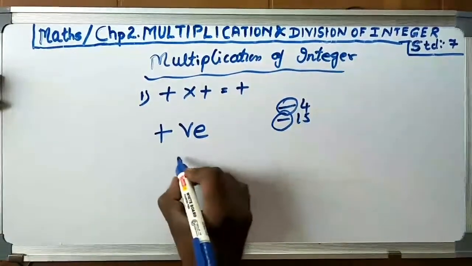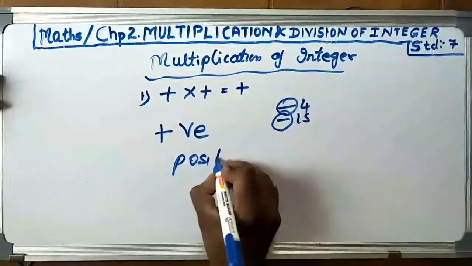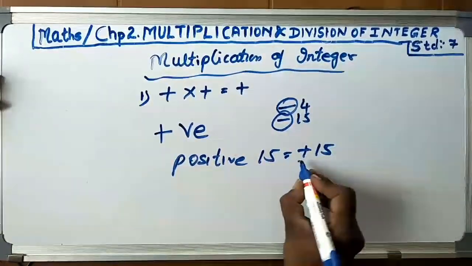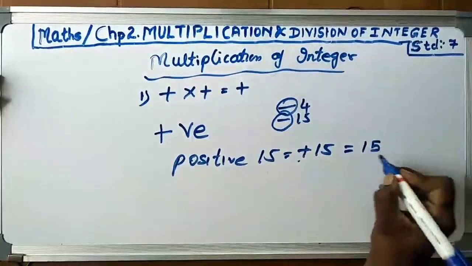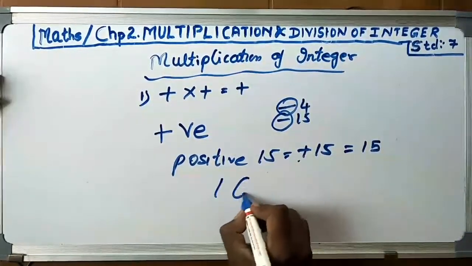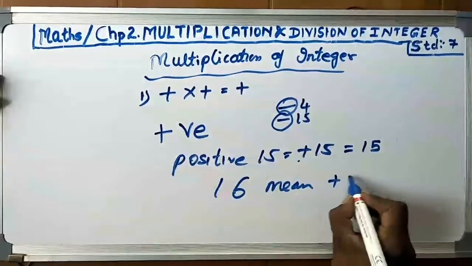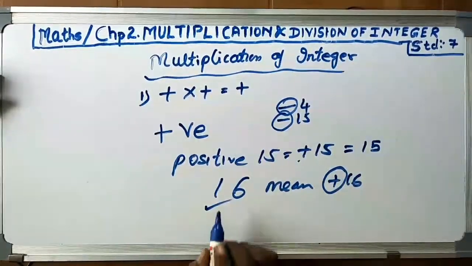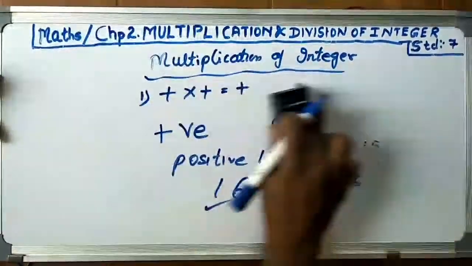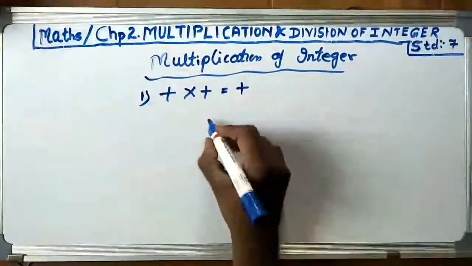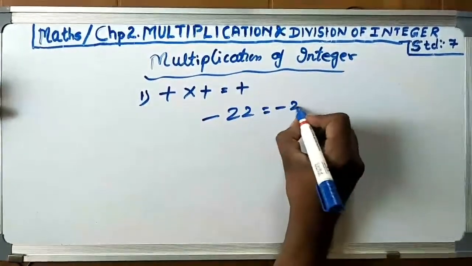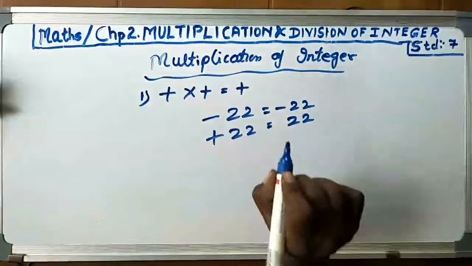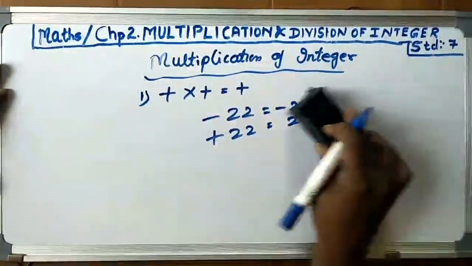But for positive, when it is positive 15, there is no need of writing this plus sign. You can just write 15. If it is 16, it is plus 16, but we don't write the plus sign, we write only 16. Just remember, when I say minus 22, you write minus 22, but when it is plus 22, it is only 22. No need of writing the plus sign here. Remember this always.